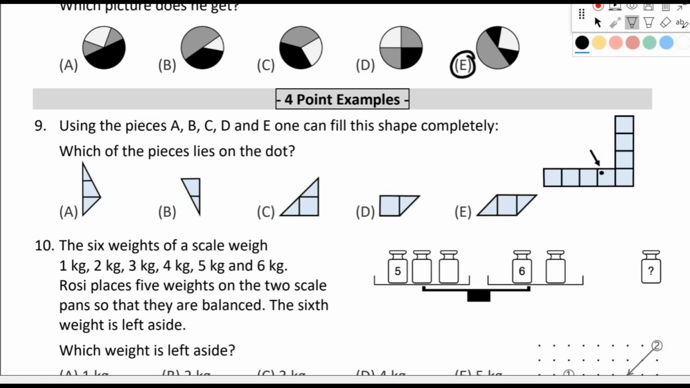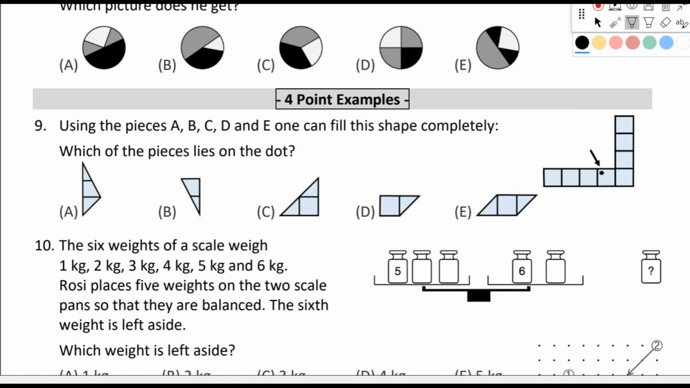Moving ahead to the 4 marks questions. Question number 9. Using pieces A, B, C, D, E. Here A, B, C, D are not options. These are the pieces of paper. With these pieces of paper, one can fill the shape completely. Okay, that shape has to be filled.